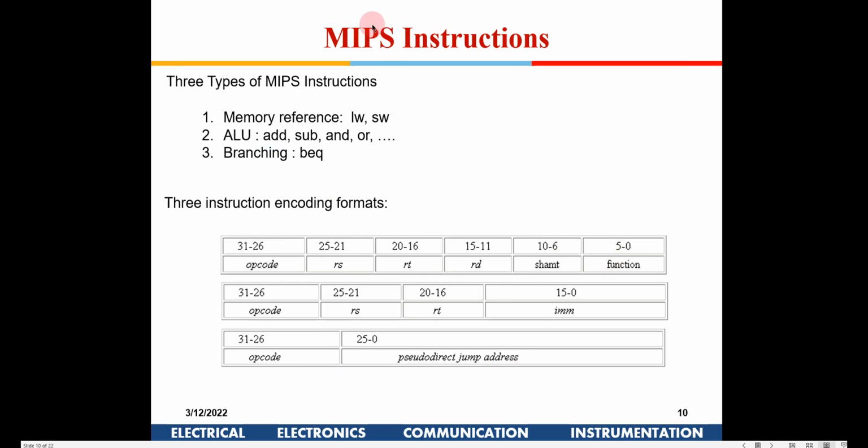Now if you see the MIPS instructions, there could be three types of instructions: memory reference, ALU, and branching. We are going to see each of them in detail now. But before that, understand this is the beauty of RISC: any instruction, whatever the case, is all 32-bit, whereas we saw that for a CISC it could vary from 2 bytes up to 16 bytes in some processors.